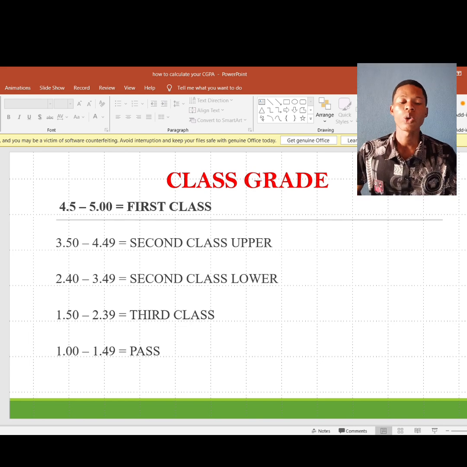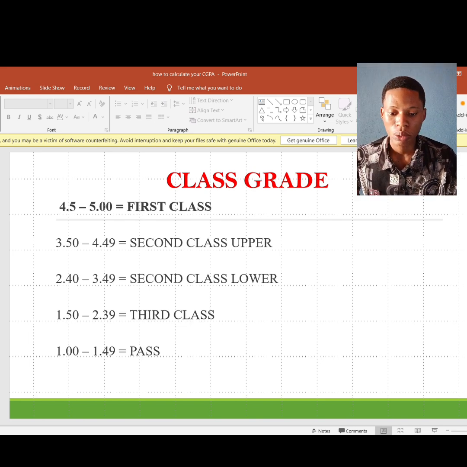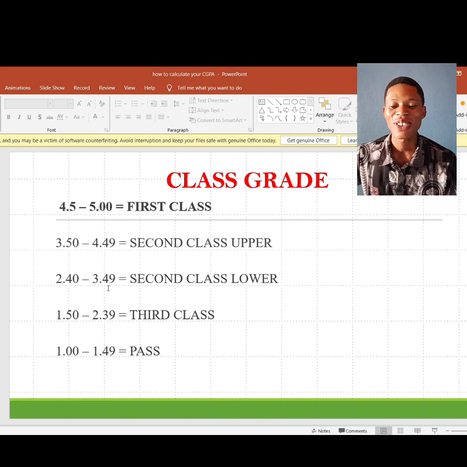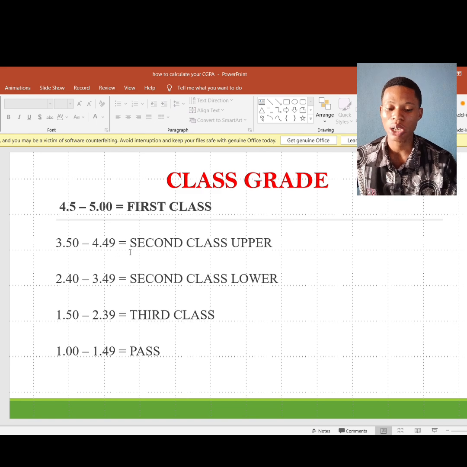Class grade. So after calculating your CGPA, if it falls between 4.5 to 5.00, you're on first class. Congratulations. If your CGPA is 3.50 to 4.49, you're on second class upper. There's nothing like first class upper or first class lower. I've heard some persons say I'm on first class upper. So which one is first class lower? So if you are on 4.5 to 5, that's first class. 3.5 to 4.49, that's second class upper.